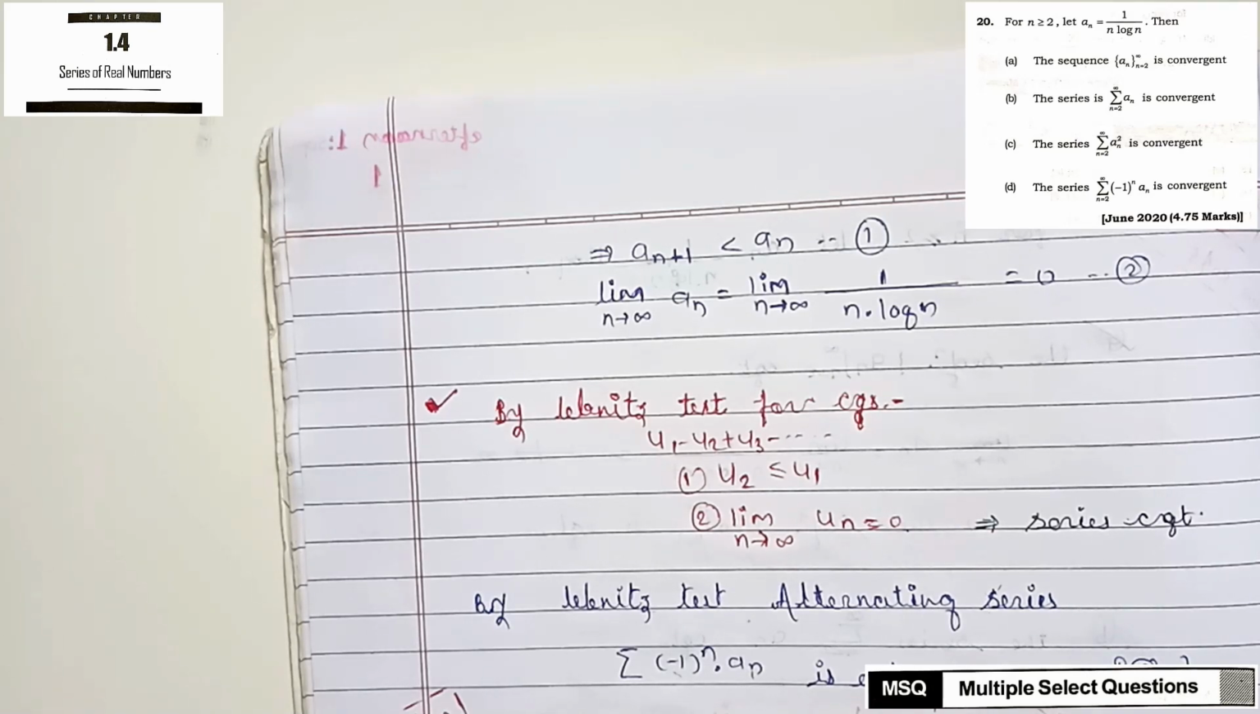A very easy example. It is for 4.75 marks, which means it gives us 4.75 marks very easily. Nothing is difficult here. I hope you all understood today's lecture. It is very easy to solve.